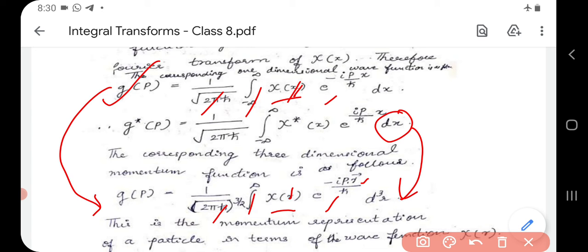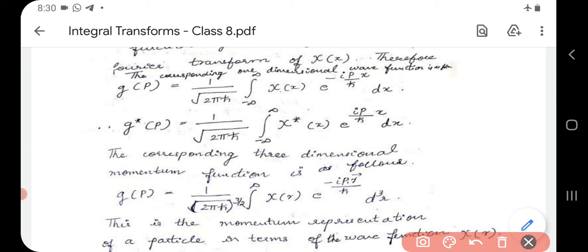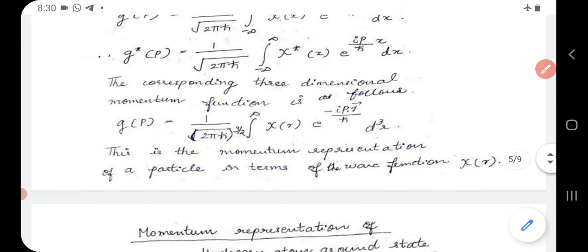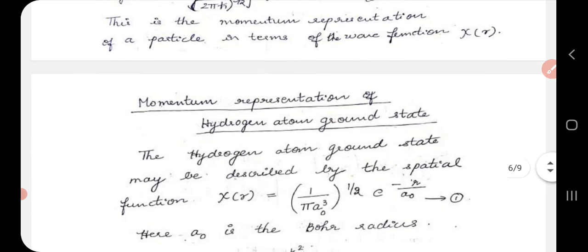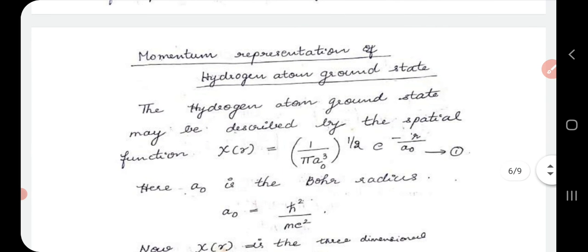Okay, that is a volume along the x-axis, y-axis and z-axis. That is 3-dimensional space. So this one is the one-dimensional case and this is a 3-dimensional representation of momentum. So this is a momentum representation of a particle in terms of wave function, both in the one-dimensional case and the three-dimensional case. Now let us see the momentum representation in the case of hydrogen atom ground state.